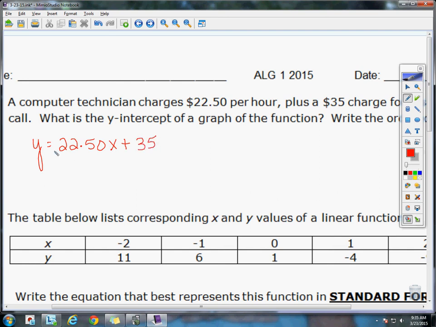Okay, so this is in slope-intercept form. Y equals, there's your m, there's your x plus b. And it was asking for the y-intercept, which is your b. So this right here will just be 0, 35.